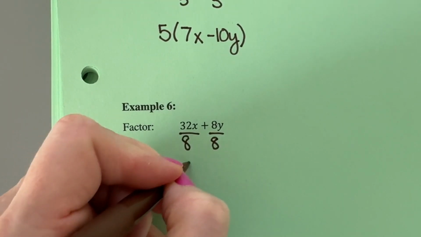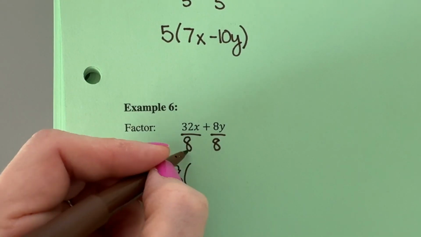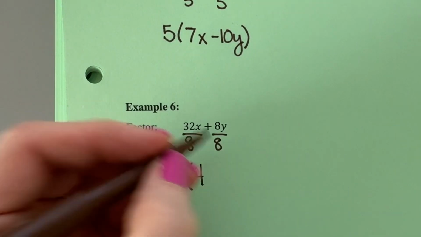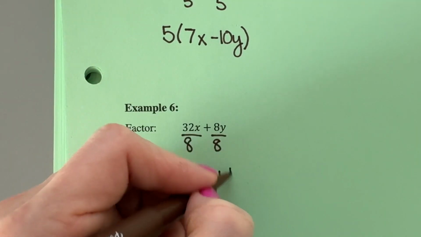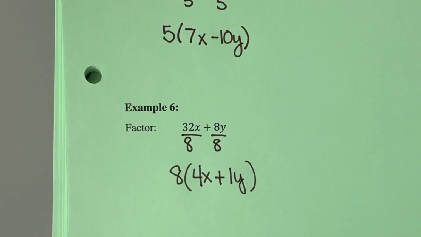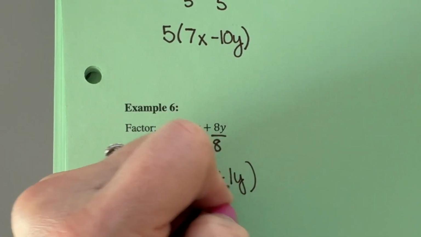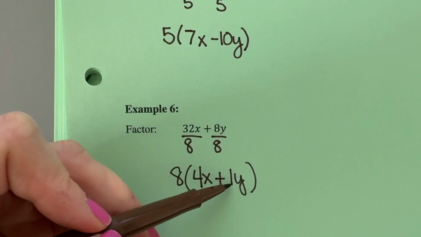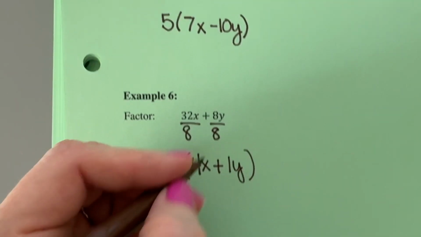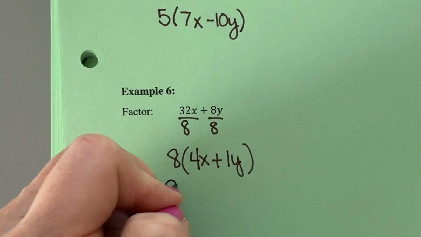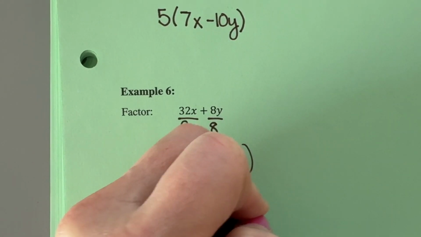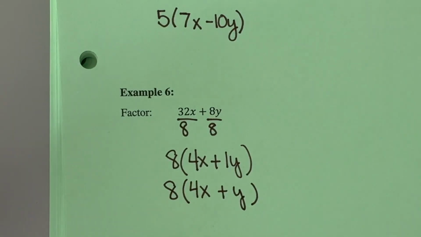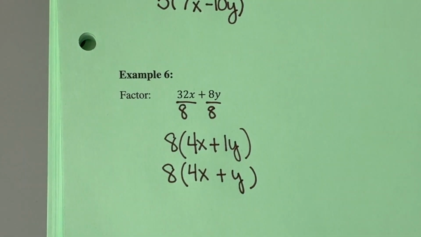So we put the 8 in front, open parentheses, 32 divided by 8, that's 4x plus, and then 8 divided by 8 is 1, and then the y comes down. Now in math, whenever the coefficient, or the number in front of a letter, is 1, you don't have to write it. So this could be written like this, 8 and then 4x plus y. 1y is the same as just y. Okay, so that's how you factor.